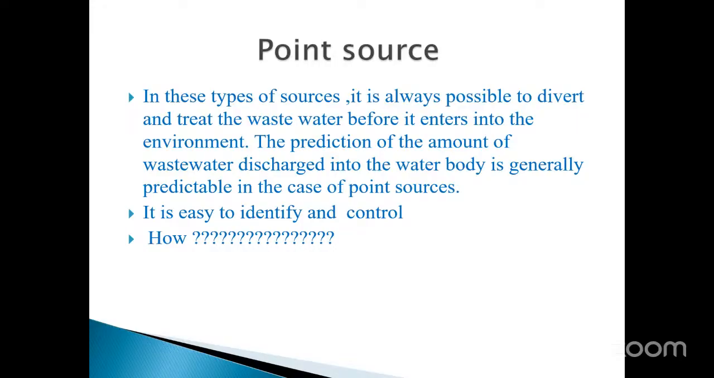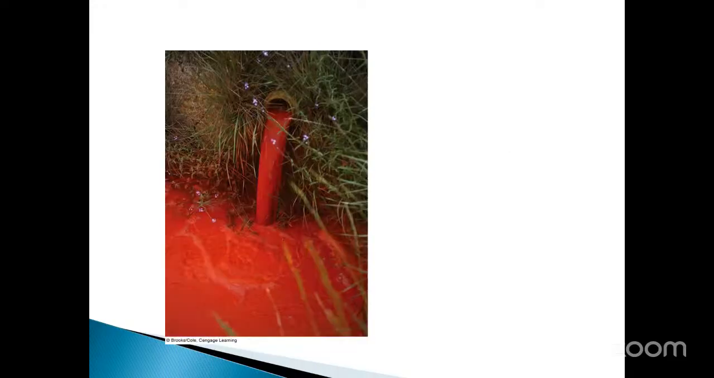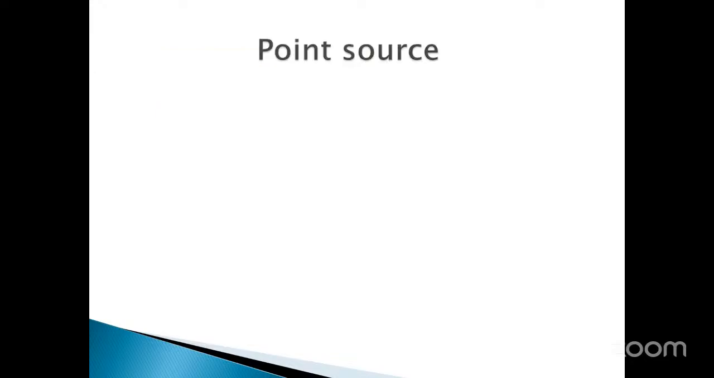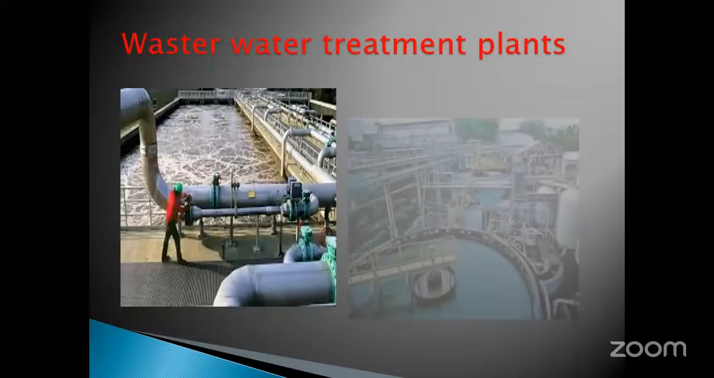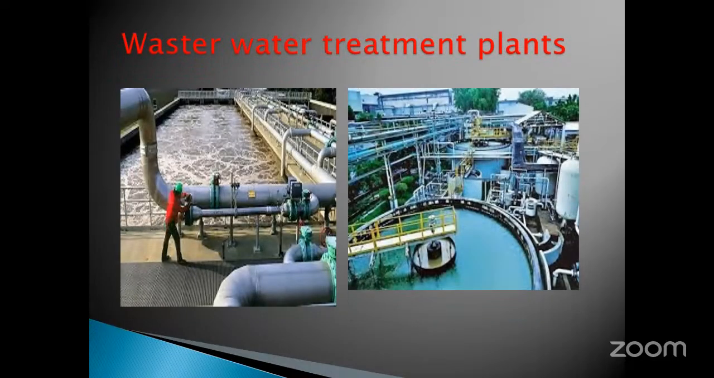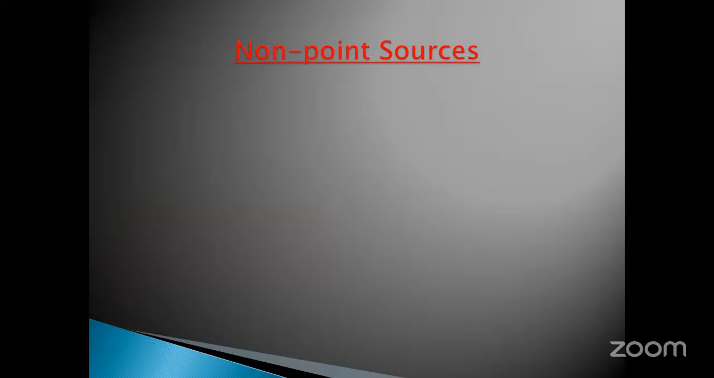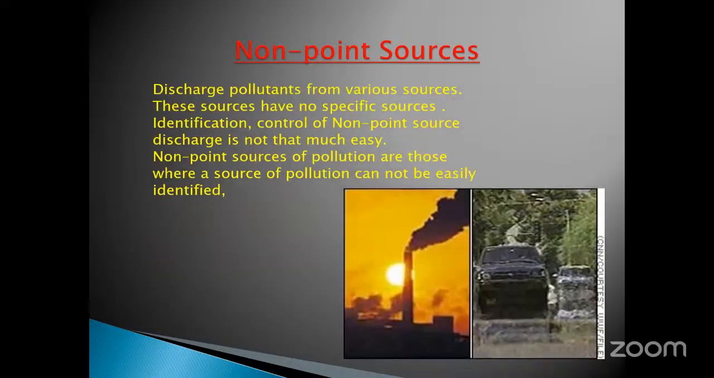So all bulk industries must install wastewater treatment plants. The point source of water pollution is easy to identify because the water is coming from a particular industry or a particular place. So it is easy to identify and easy to control by installing a wastewater treatment plant. These treatment plants remove the chemicals present in the water, kill the microorganisms, and remove the floating objects present in the wastewater. So this type of source of water pollution is called the point source of water pollution.